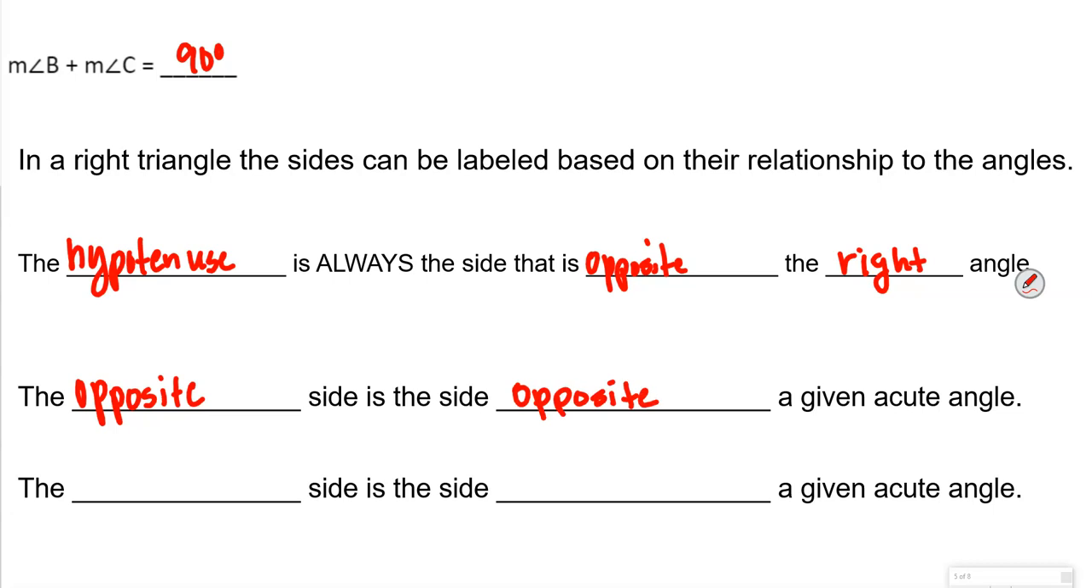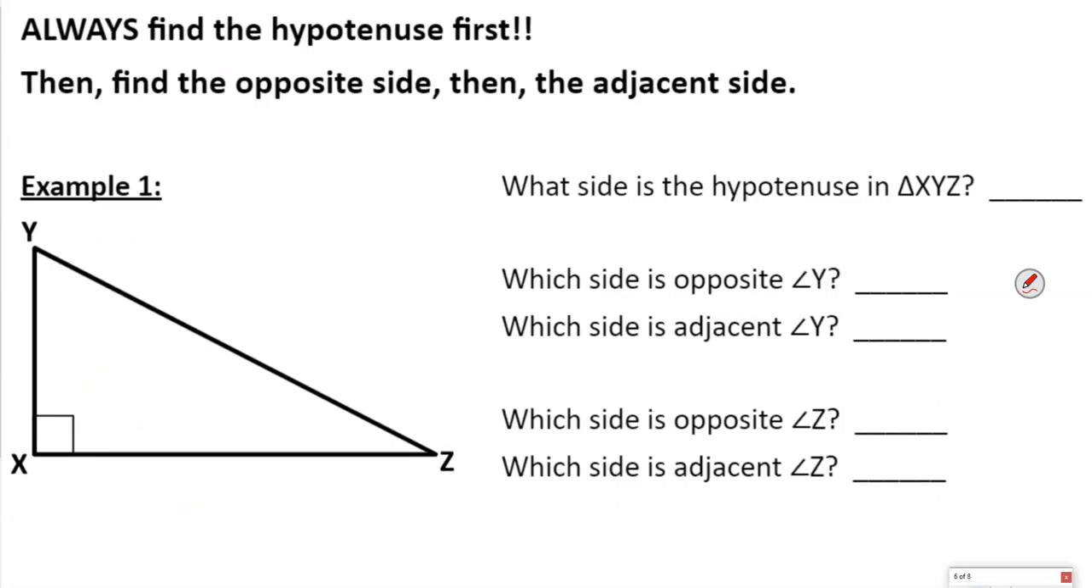Okay. And then the adjacent side, y'all remember from last semester what adjacent means? Doesn't it mean right next to or beside? So the adjacent side is the side next to or beside a given acute angle. Now, when we're doing this, we're always going to find our hypotenuse first because that takes away one of the three, and so it should make it easier for you to find the opposite side and then the adjacent side, okay?